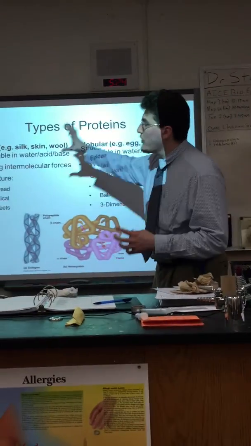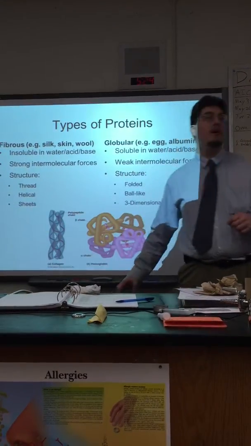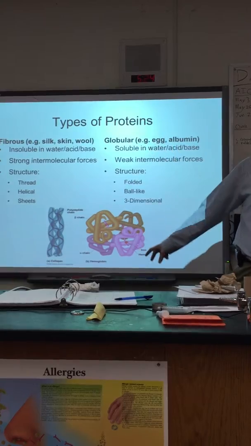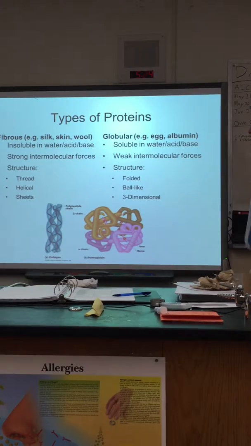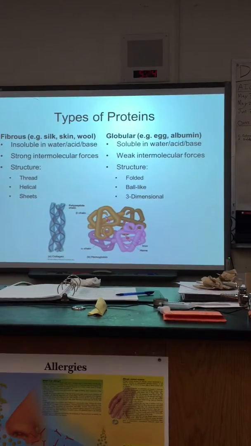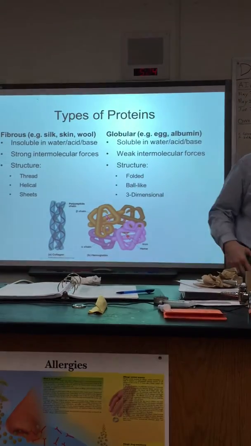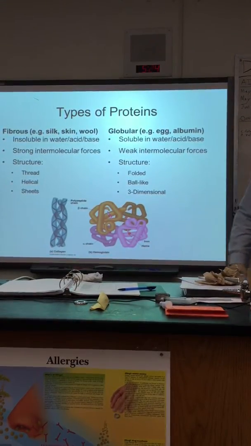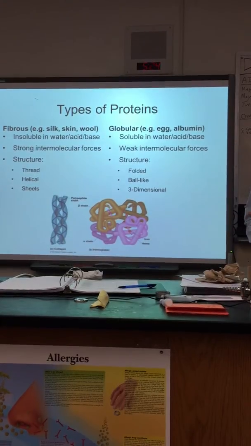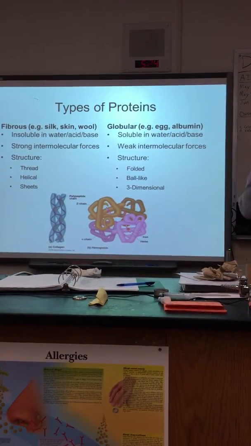So that's why strong and weak intermolecular forces are in play here. That's why these shapes matter. Form equals function. So the structure of a globular protein is folded, ball-like, three-dimensional. In a fibrous protein, it is a thread, a strand, or a sheet. Flat, 2D or 1D. But not really. It's really still 3D, but for our purposes, it's close enough. So that is globular. Globular, like a globe, round.